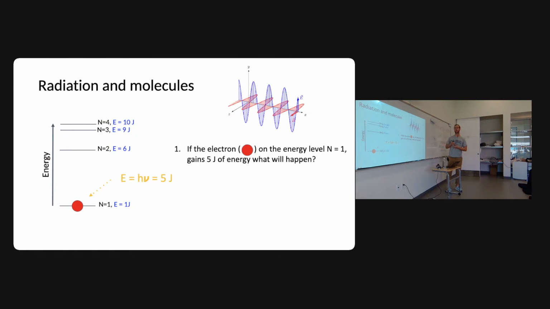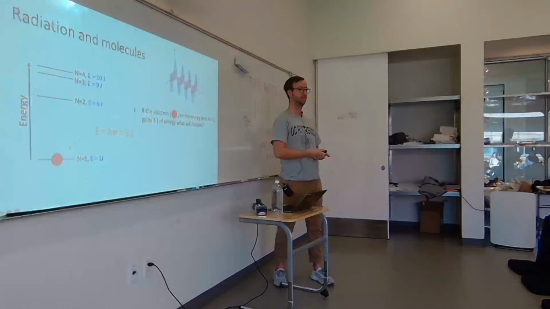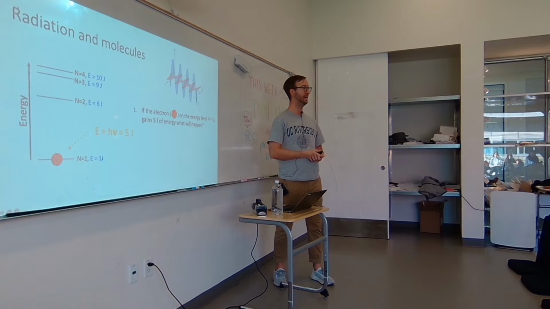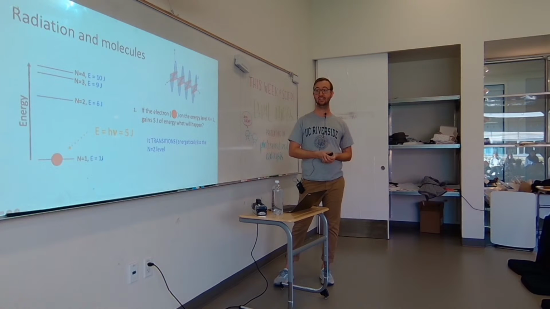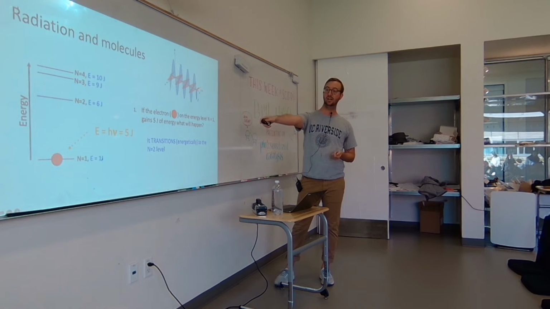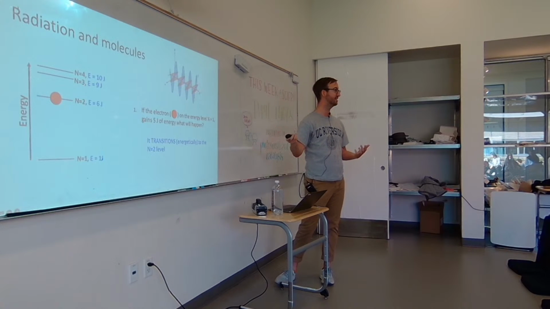So what might happen if the electron, in this example, on the first level, gains 5 joules of energy? Any ideas? What might happen? We'll transition energetically to the second level, right? The first level has 1 joule of energy, the second level has 6.